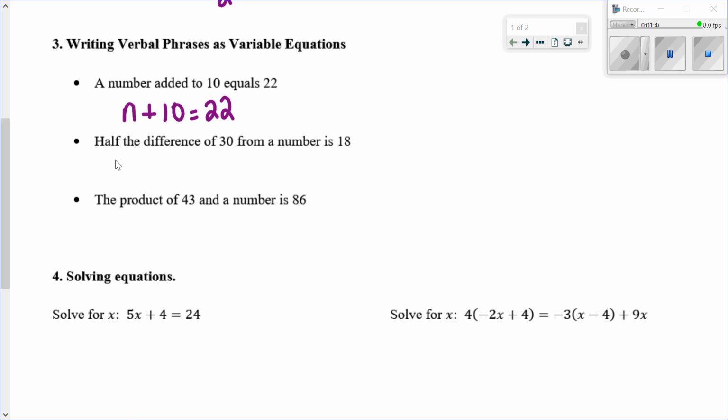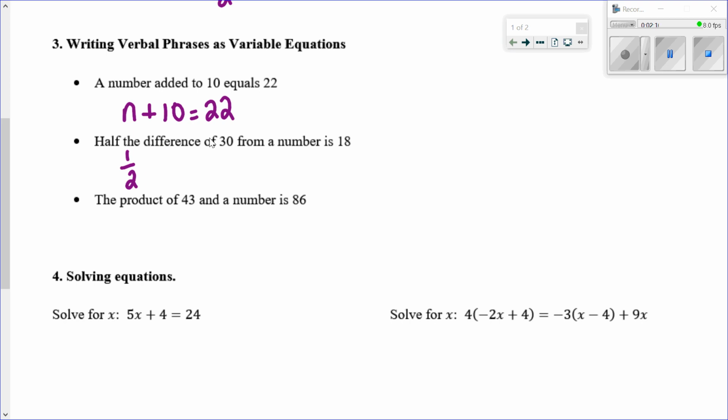Okay, this is my tricky one. So over here I have not 1/2. I have half the difference of 30 from a number is 18. So half is a fraction or a decimal. It is represented as 1/2 or 0.5. I like fractions, so I'm going to use fractions. If you want to use a decimal, that's okay. Again, we're not solving it, so that's why I'm also keeping it as a fraction.